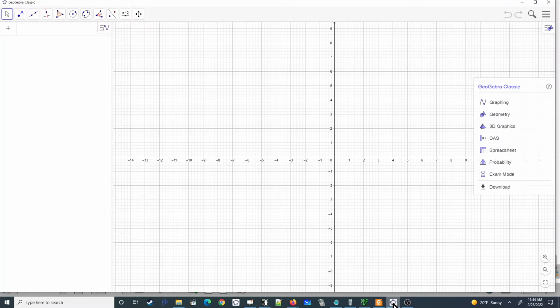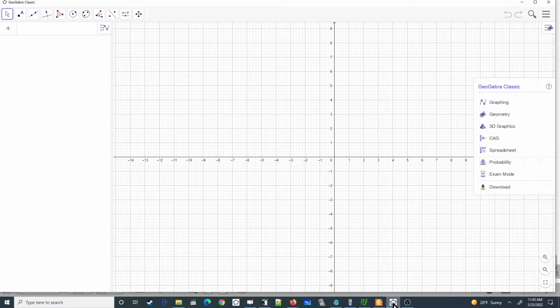G-E-O-G-E-B-R-A. GeoGebra. It should be one of your apps on your Chromebook. What we're going to do is graph each of these equations. I left it as x because GeoGebra doesn't know how to use other variables besides x and y unless under different circumstances. It does know how to use t, but that's not what we're going to deal with. So it's pretty straightforward. And here's the nice thing.